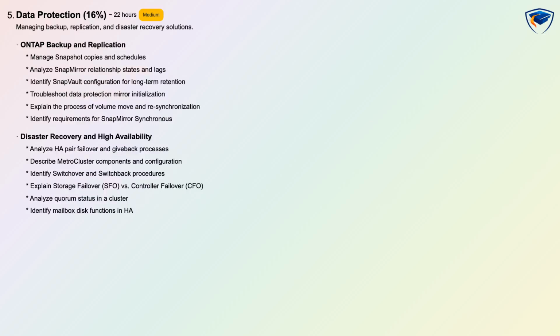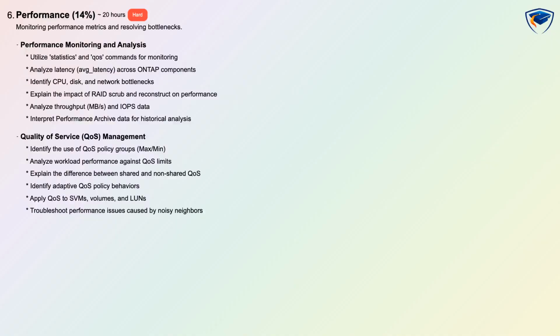The domain also covers disaster recovery and high availability, including HA pair failover and giveback, MetroCluster components and procedures, switchover and switchback steps, storage failover versus controller failover differences, quorum analysis in a cluster, and mailbox disk functions in HA. Performance is 14%, rated hard, and recommends about 20 hours of focused scenario practice on monitoring and resolving bottlenecks.